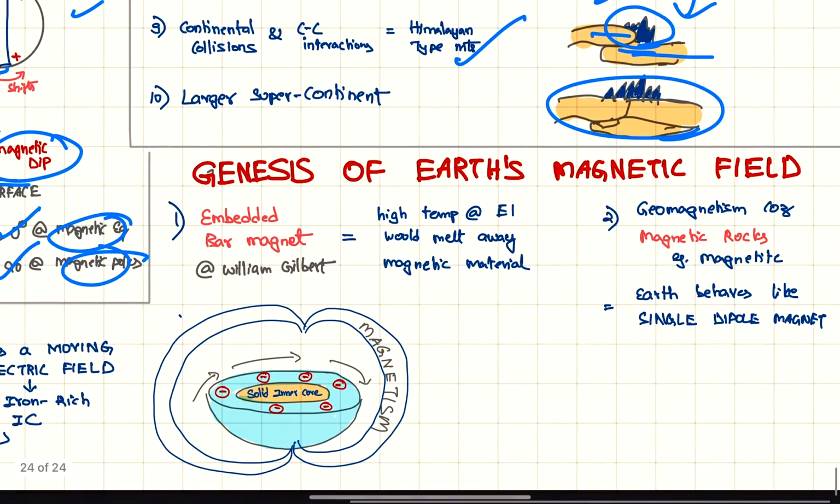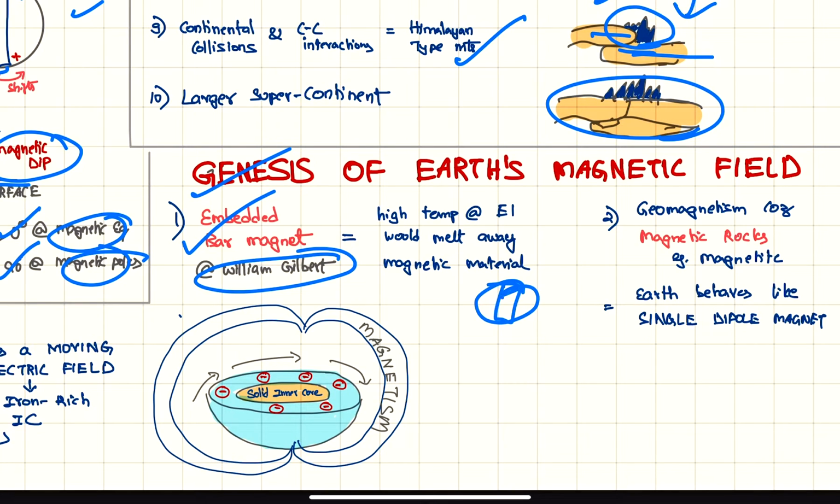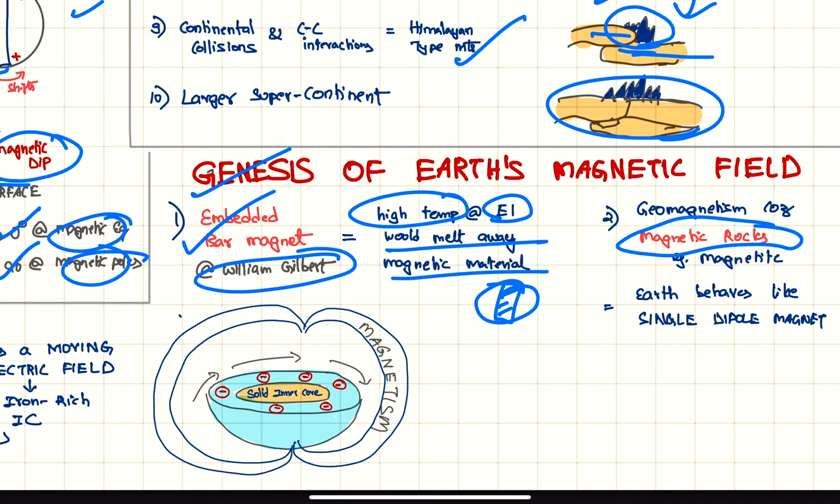Next, how did the Earth's magnetic field originate? The first theory was given by William Gilbert himself, the embedded bar magnet theory, that Earth has a bar magnet inside it. But it is wrong because due to the high temperatures inside the Earth's interior, the magnetic material would melt away. Next, we have the theory that magnetic rocks inside the Earth like magnetite create the magnetism, but the orientation of such rocks is very different, and Earth behaves like a single dipole magnet. So this is also wrong.